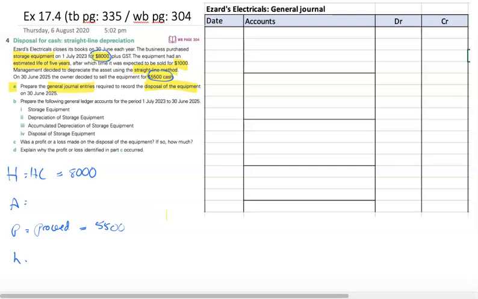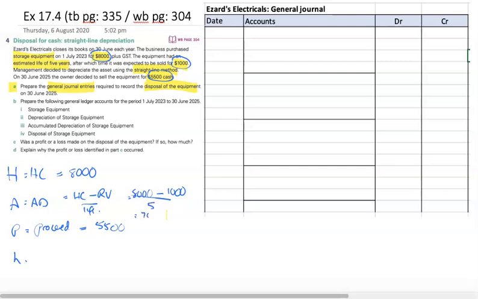Historical cost of $8,000. I've got rid of it for $5,500 of cash. The A equals accumulated depreciation, and this is the bit we're not sure of yet. So let's work this one out. We know that we're using straight line method, which means our depreciation per year equals historical cost minus residual value over life. And if we work this through, our historical cost is $8,000. Our residual value is $1,000. Where did I get this? It's expected to be sold for $1,000. And its useful life is 5.